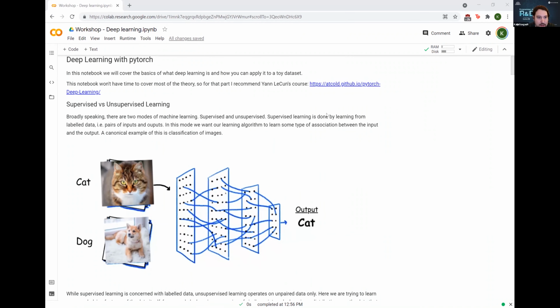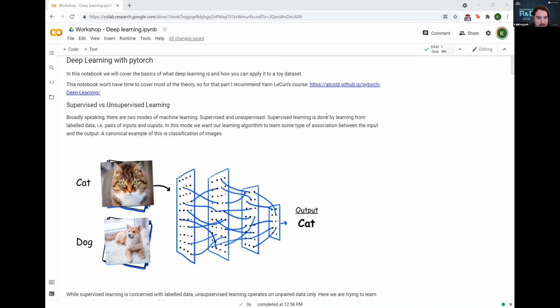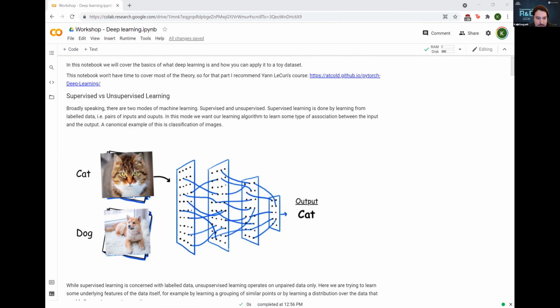So first, before we get started, I don't know if people are familiar with supervised versus unsupervised learning. But really briefly, with supervised learning, what we're working with is pairs of input and output data. A classical example of this is pictures of cats and dogs and their accompanying labels. So in this case, cat. So that would be supervised.